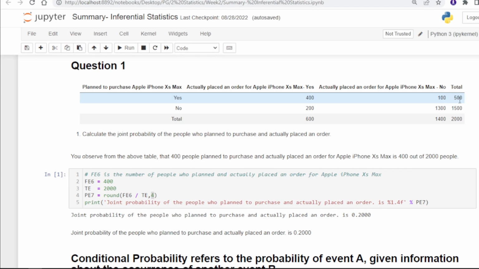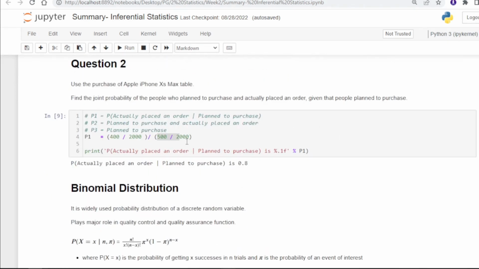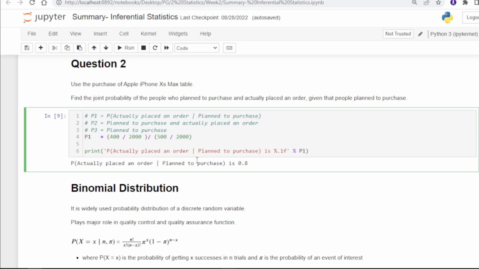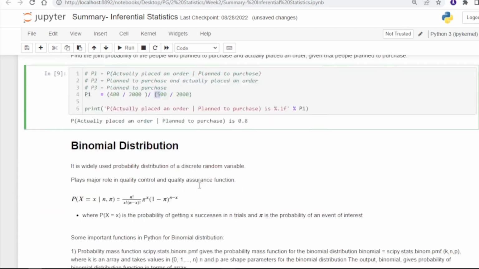Our total, if we consider those who planned to purchase that Apple phone, is 500, and the total, whether they planned or not planned to purchase that, is 2000. So it will be 500 divided by 2000. So we get the probability of actually placing an order given that they planned to purchase as 0.8, because the total we had was 500 who just planned to purchase, and here it is not stated whether they purchased or not, right? So the total for them will be 500 divided by 2000.